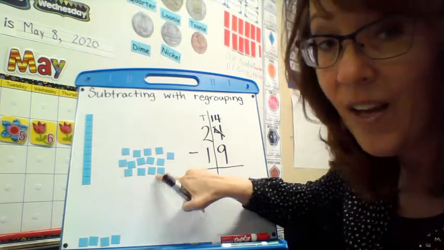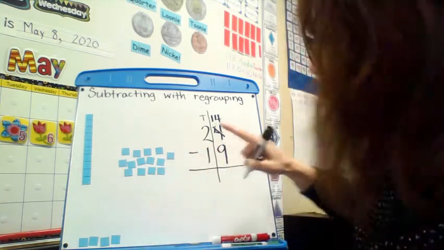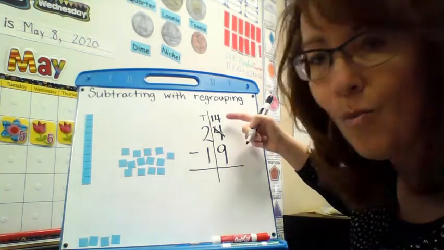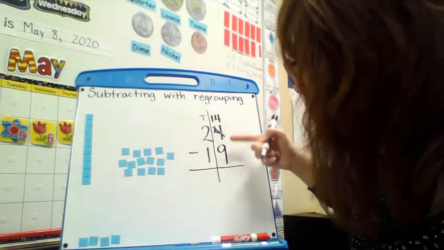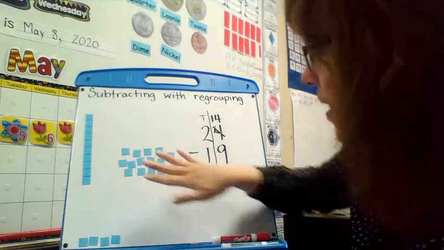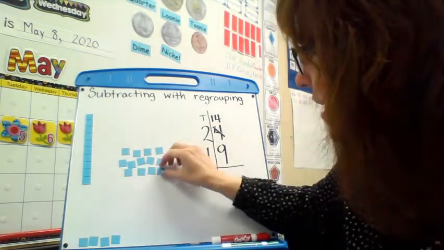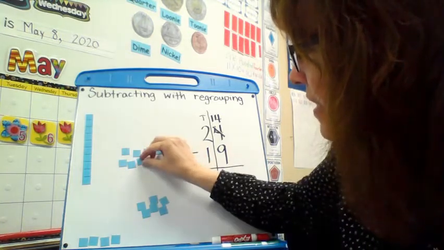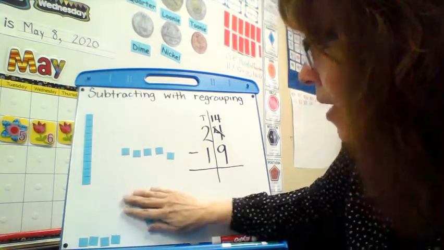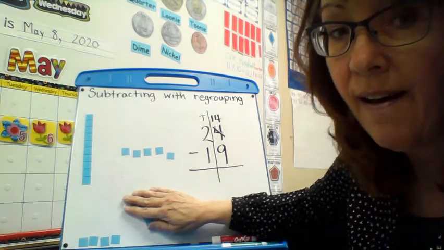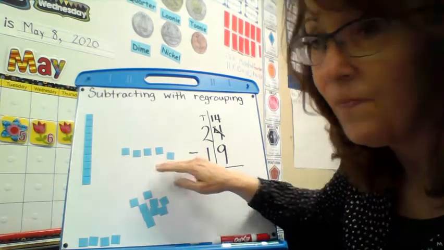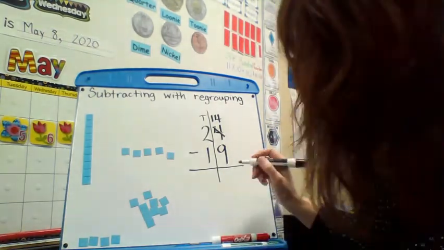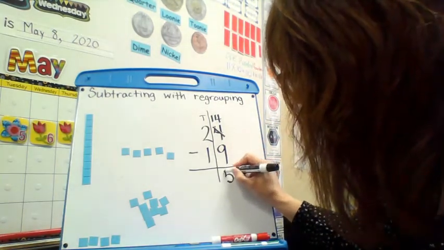14 ones. Now if I have 14 ones, can I now take away 9? I sure can, because now I have more on top. So 14 take away 9. Well, I can have my 14 here, take away 1, 2, 3, 4, 5, 6, 7, 8, 9. How many do I have left? I have 5. 14 take away 9 equals 5. So now I can put 5 here.